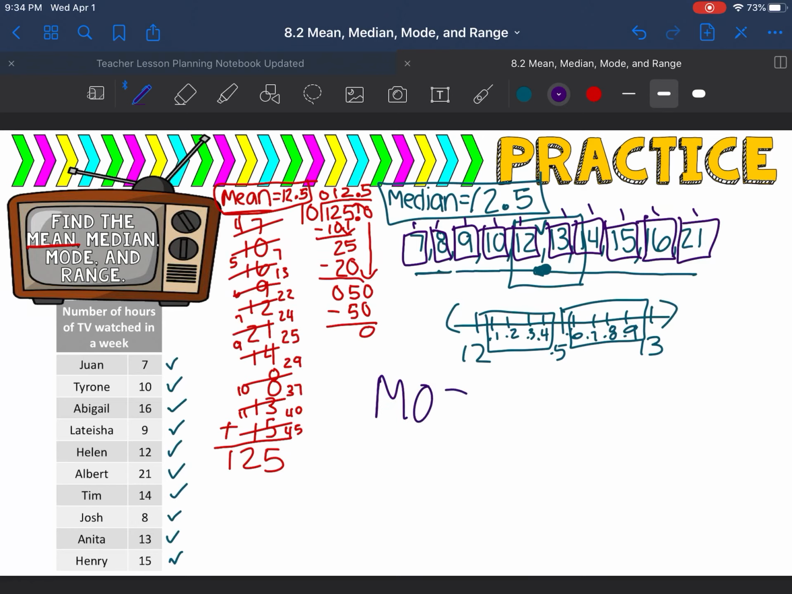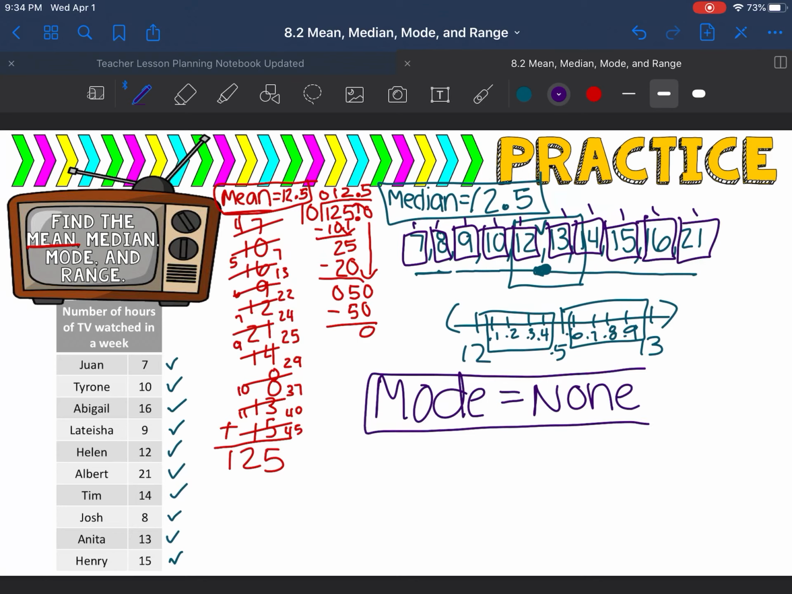No. Remember, mode is the most. What number repeats the most? And since none of my numbers repeated, my mode is none. Remember, mode most. What number repeats the most? Median, you can kind of think about median, kind of sounds like medium, in the middle. Median, middle. Mode most. So now let's talk about our range.